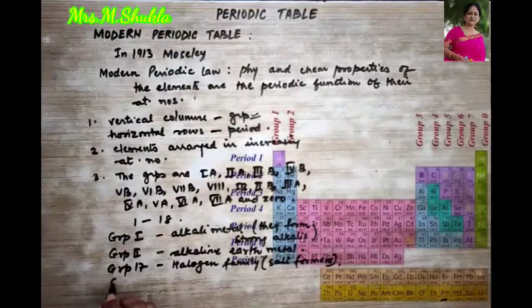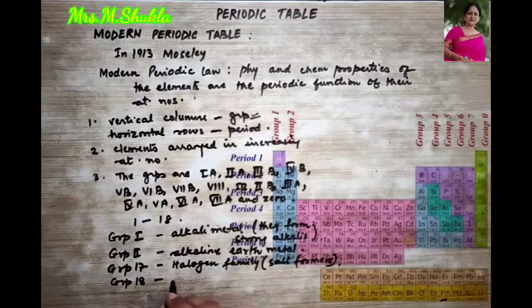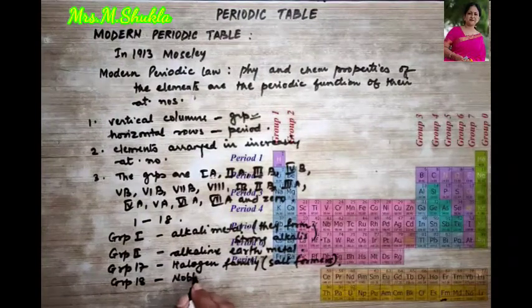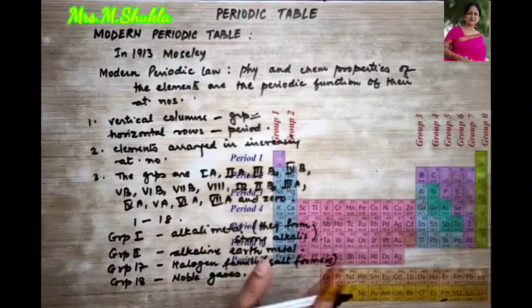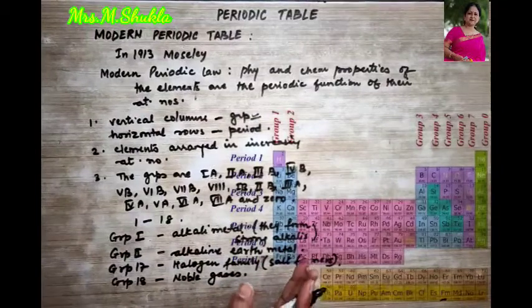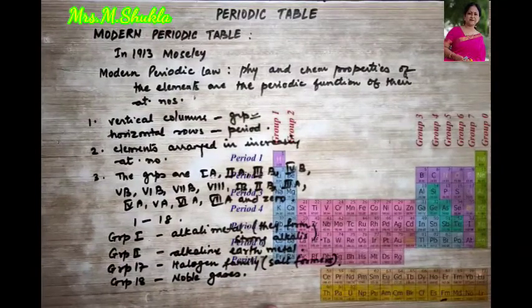Fine. Then let's talk about group 18. What do you see in group 18? They are all noble gases. What are noble gases? They are inert gases, rare gases which do not react with any other elements, right?